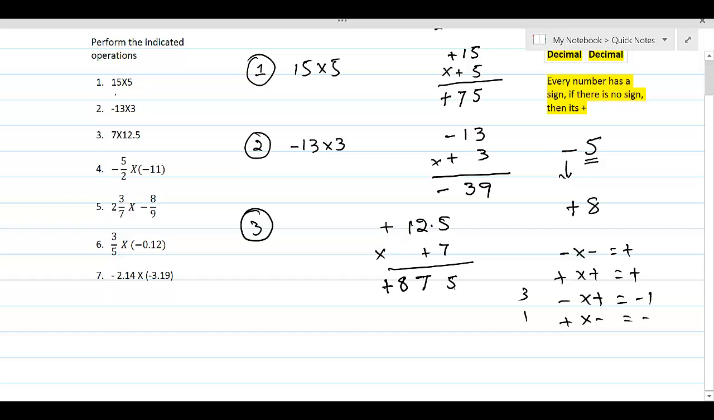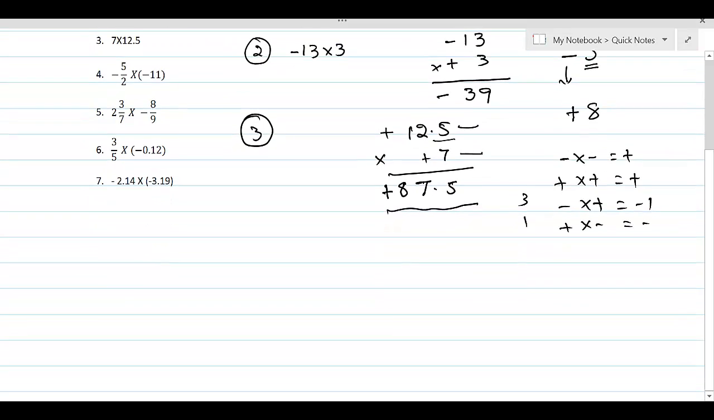Now we are going to place the decimal. In the participating numbers, the numbers which we are multiplying, look, where is the decimal? How many places are to the right of the decimal? There is only one place, and there is no decimal in the second. So the answer will have the decimal after one digit. So the answer will be 87.5. That's the answer for question number 3.